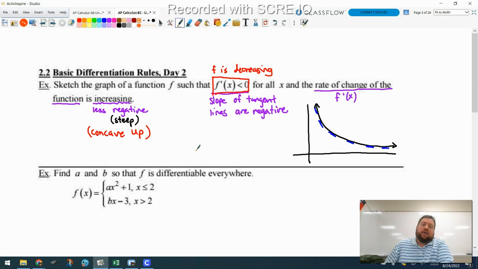All right, that's not incorrect. That's good. And so they're like, all right, well, I need to find a and b so that f is differentiable everywhere. And so whatever happens on the left has to be the same thing that happens on the right. So this is really a limit problem.